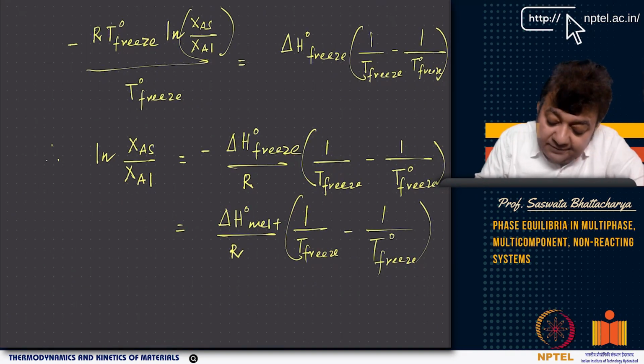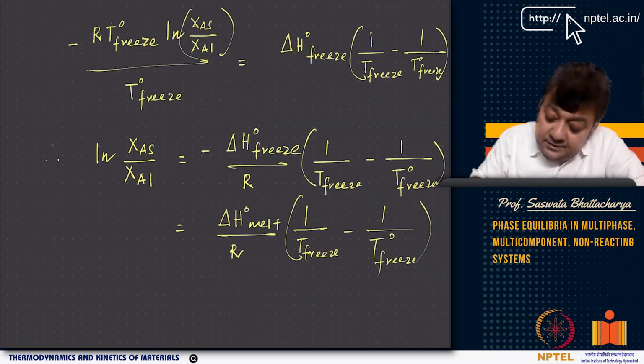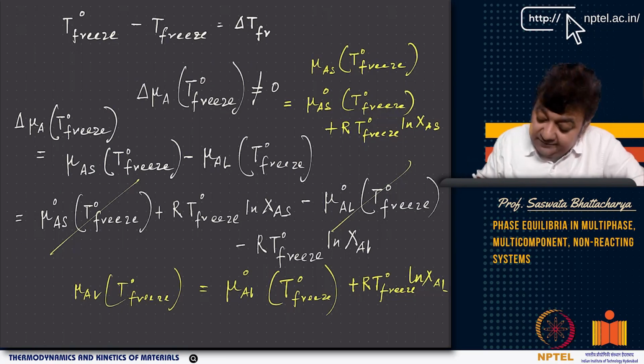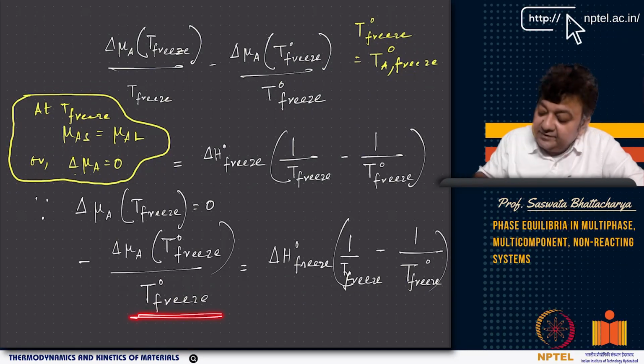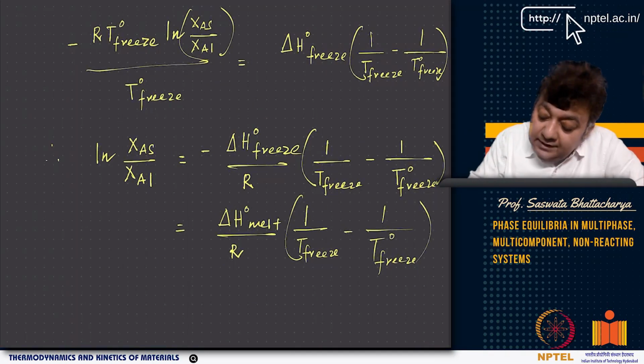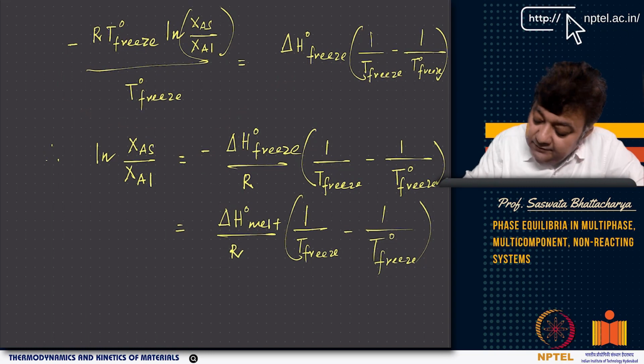So basically you have minus RT0 freeze ln XAS by XAL, because you have this by T0 freeze. If you look at this equation, it was ln of T freeze by T0 freeze equals delta H0 freeze by R, times 1 by T freeze minus 1 by T0 freeze. So if I write further, ln XAS by XAL is basically delta H0 freeze by R, and there is a minus sign here, so this minus sign comes here: minus delta H0 freeze by R, times 1 by T freeze minus 1 by T0 freeze.